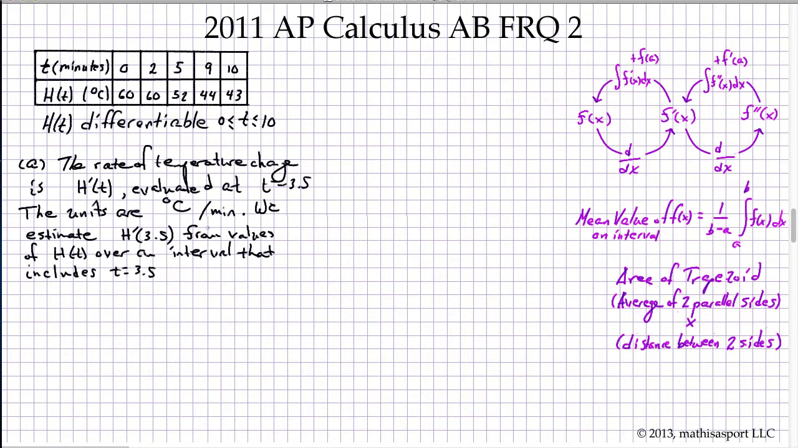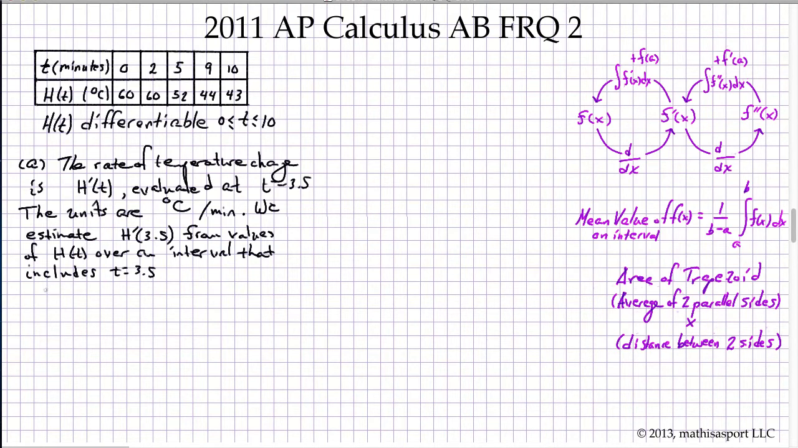3.5. Now note that the particular point they're looking for is exactly at the dead midpoint between 2 and 5, and that's just fine, but this would be our best way of estimating h prime at any point during that interval, not just at the midpoint. And again, it's just an estimate. h prime of 3.5 could be quite different from this, but it's the best information that we have, so it's the best conclusion that we can draw.